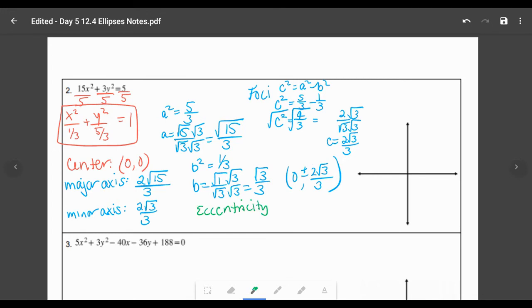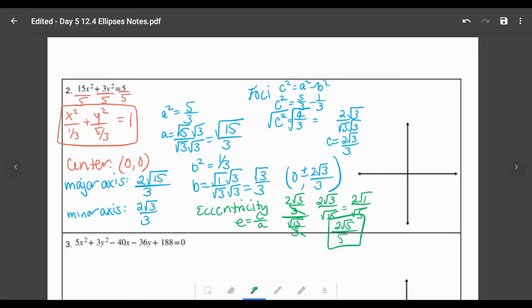Let's go back to the concept of eccentricity. That is E equals c over a, and c is equal to 2 root 3 over 3, but over a is root 15 over 3. All right, so let's remember how to simplify complex fractions so I can get rid of the 3's. Then I'm left with 2 root 3 over root 15. Now I know I could reduce 3 over 15, so that would give me 2 root 1 over root 5. And if I rationalize that, I would get 2 root 5 over 5.